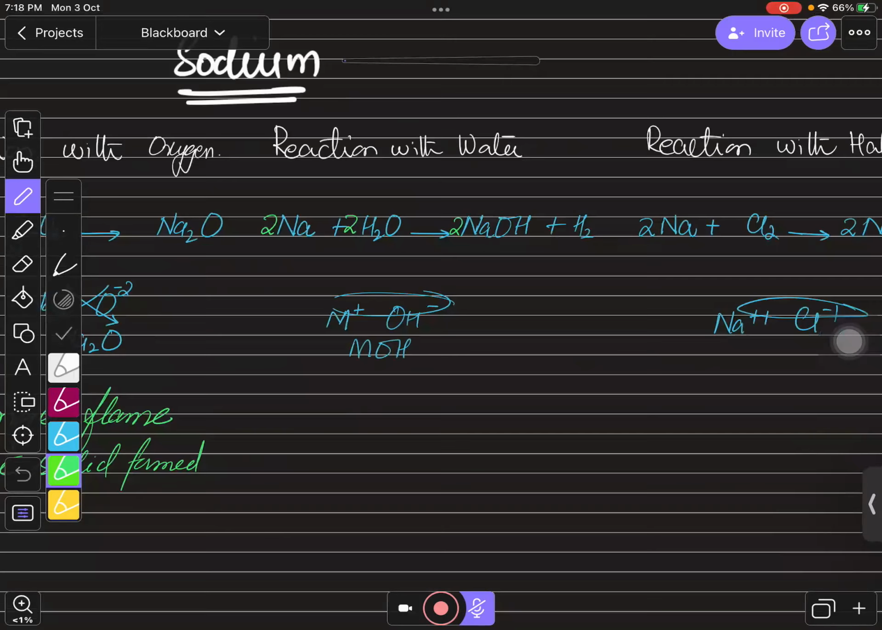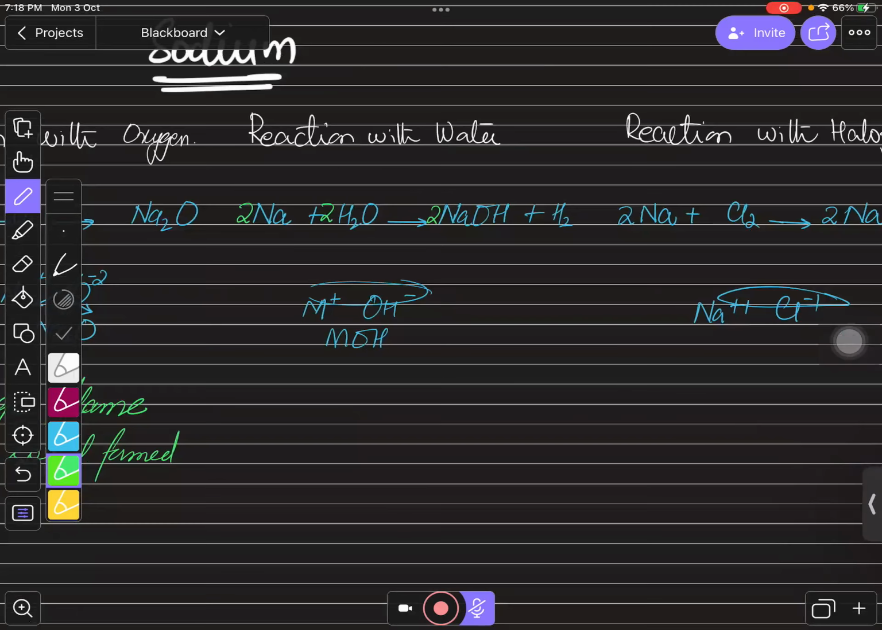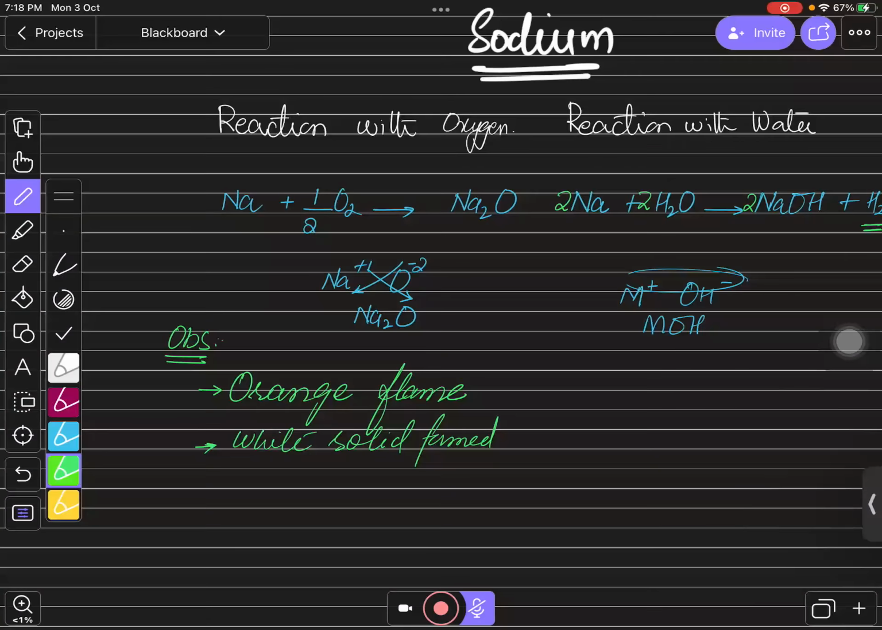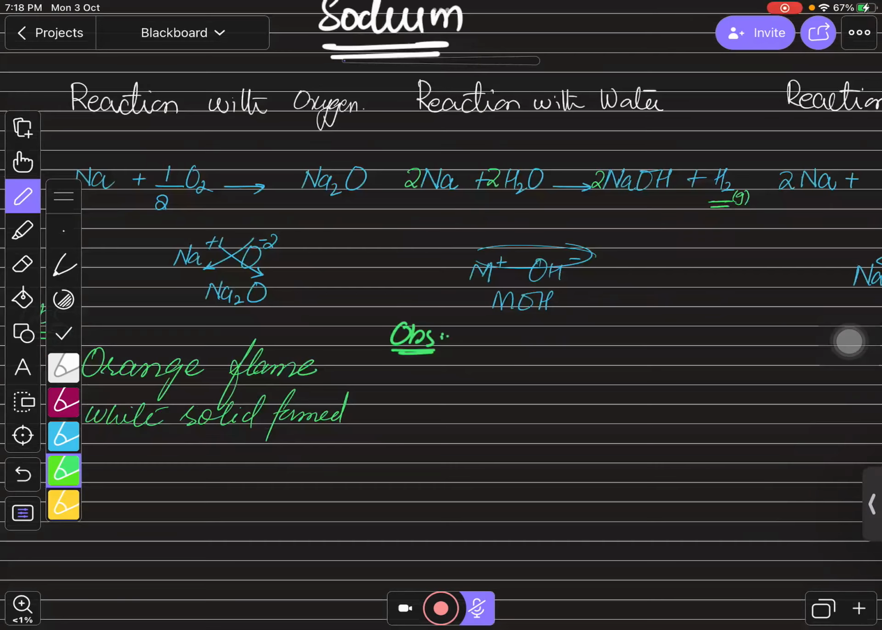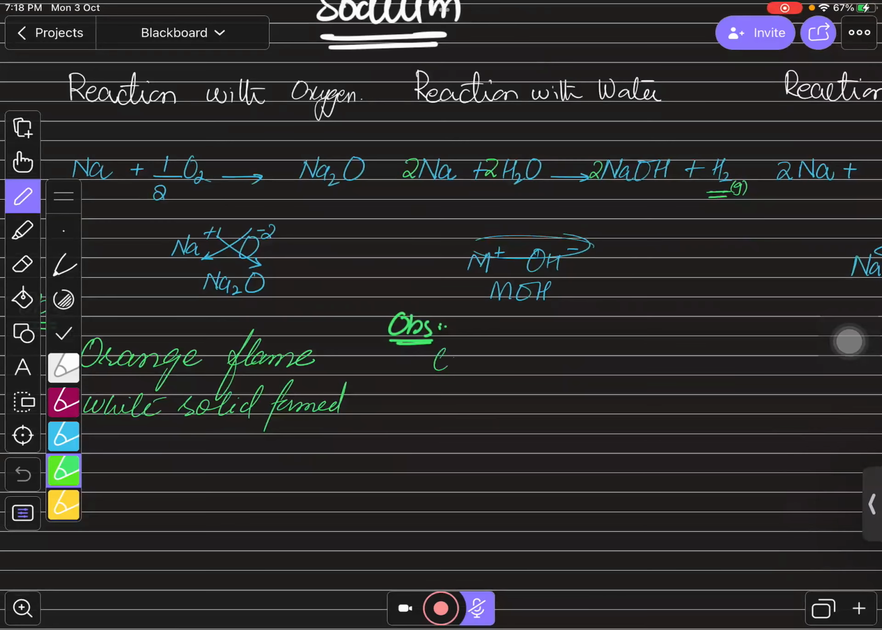So this reaction has multiple observations, right? First of all, you can see over here we have one of the products which is gaseous, right? So you can even write an observation over here. आप इसकी एक observation तो बच्चों ये लिख सकते हो कि colorless gas. This is right.